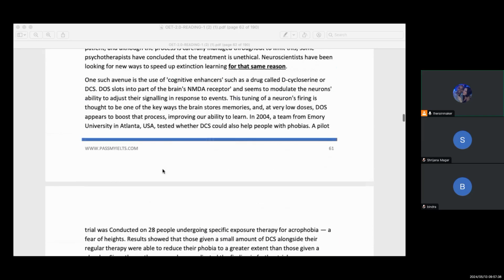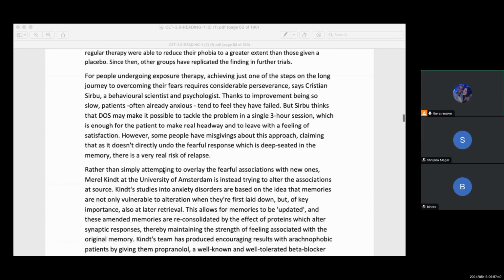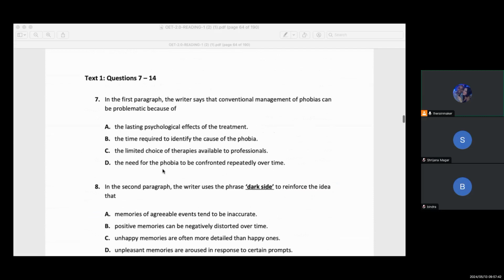So we do not have to read everything, just get acquainted with the topic of phobia pills, and then we just read the first question. There are 4 options, you must be noticing. In B, we had 3 choices. Here we have 4 choices. So in the first paragraph, the writer says that conventional management of phobias can be problematic because.